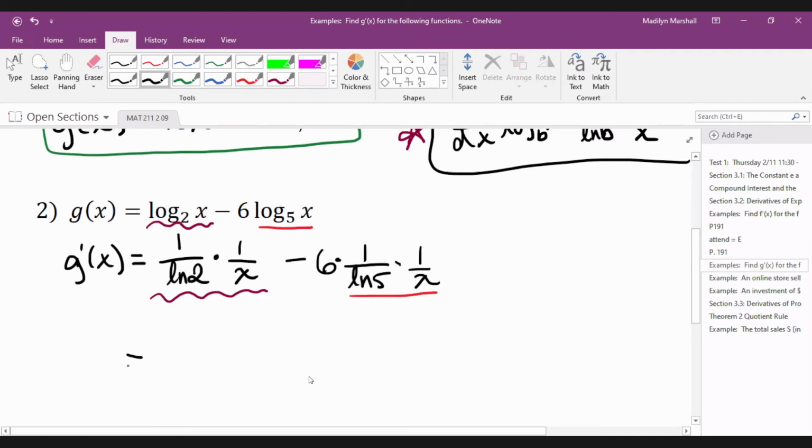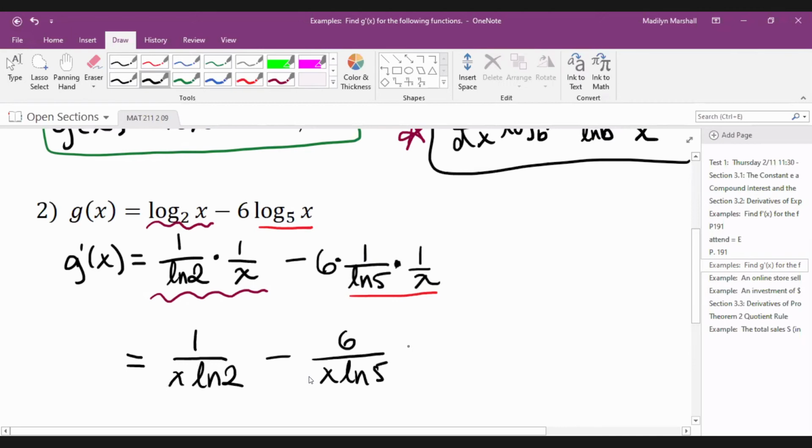Yeah. And I would prefer though, instead of writing it like this, where we have each thing multiplied separately, that 6 should really just come on top because it's multiplying with fractions. So it would be like 6 over. My other recommendation is to bring that x in front of the ln. So x ln 2 minus 6 over x ln 5.